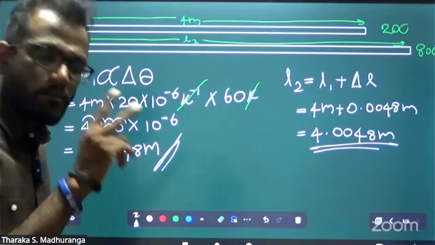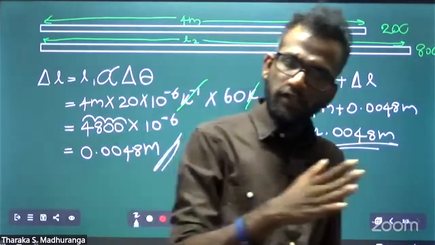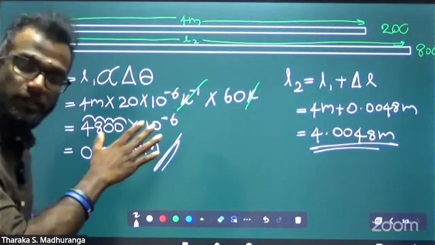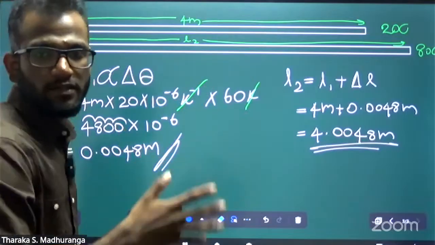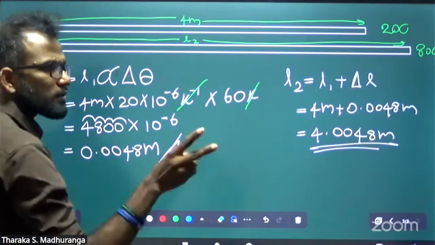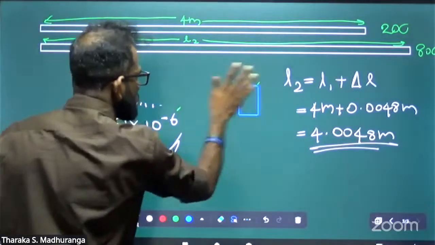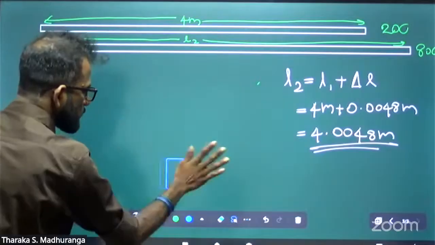Yeah. Second one, minus 40. Then the temperature is decreasing. Then is the length increasing or decreasing? The length is decreasing. Okay. Before going to the second one, I will explain the same question, how we do it in the second method.